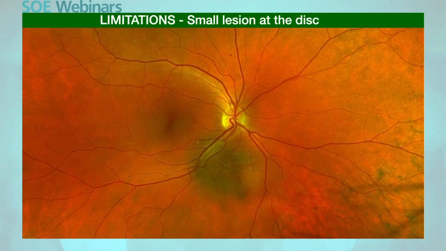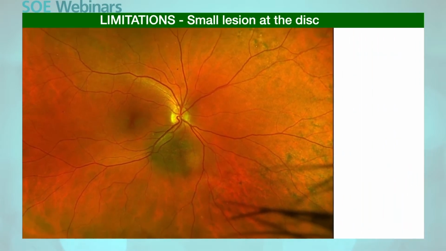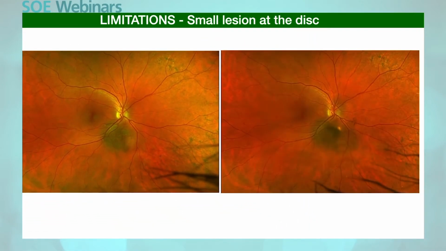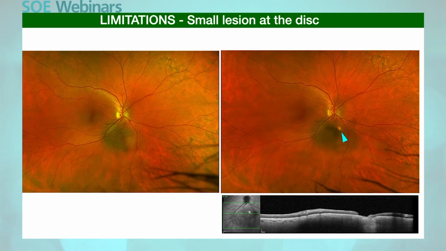Regarding the lesion, what are the limitations? Close to the disc is difficult because of the big vessels in the way. We try to avoid it, but we can do biopsies in these. You see the little biopsy site. And on OCT it is possible, but these are getting tricky.